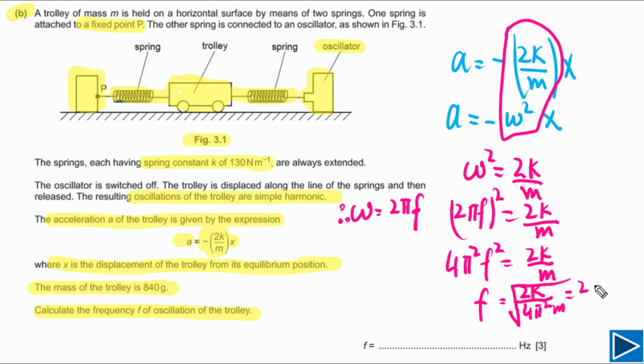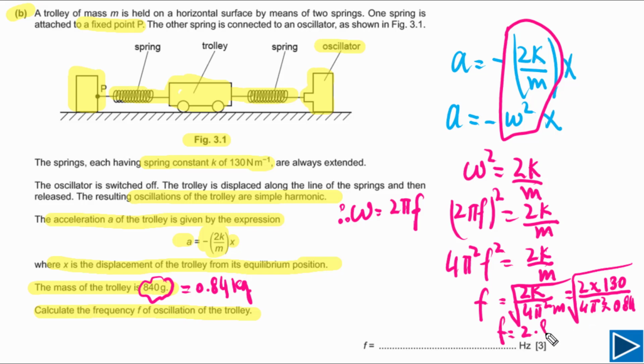Now you simply need to plug in values. The value of k is given, 130 newtons per meter. For pi square, we can plug in the value of pi, and we need to multiply with mass, but mass is given in grams. If we convert this into kilograms, we divide by 1000, so this will be 0.84 kg. We need to take the root of this. If we solve this, our value of frequency will be equal to 2.8 hertz. And that's the final answer.